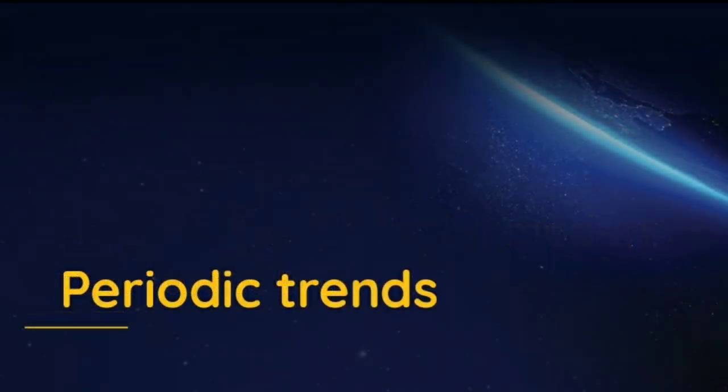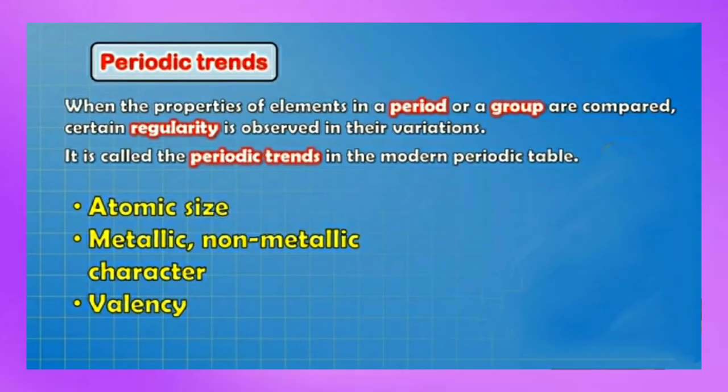Periodic trends. Now, what is periodic trends? When the properties of elements in a period or a group are compared, certain regularity is observed in their variation. Children, now if we compare the properties of elements, whether they are in a group or they are present in a period, when their properties are compared, we can observe a certain regularity, and that regularity is called periodic trends in the modern periodic table.